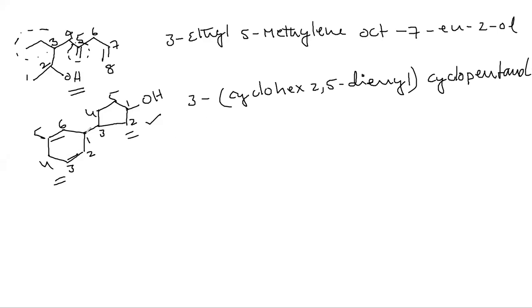If you go the numbering for this one, 1, 2, 3, 4, 5, 6. So this is cyclohexene, right? In this cyclohexene, we have double bonds at the 2nd and 5th position. That's why 3-cyclohex-2,5-dienyl. Okay. Similarly, I'm taking one more example to make you clear.